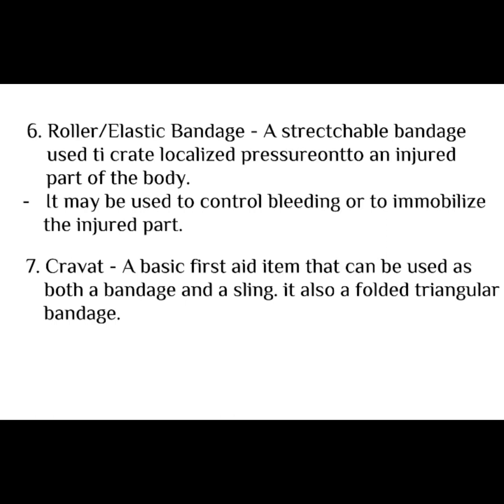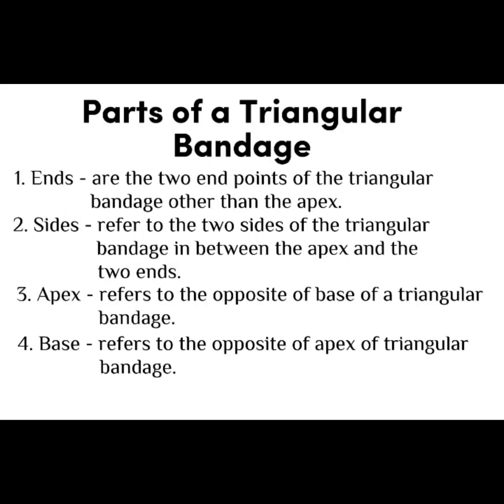7. Cravat. A basic first aid item that can be used as both a bandage and a sling. It is also a folded triangular bandage. The cravat is a multi-purpose triangular-shaped textile that can be used to support injuries, immobilize fractures and dislocations, or even bandage wounds. Parts of the triangular bandage.